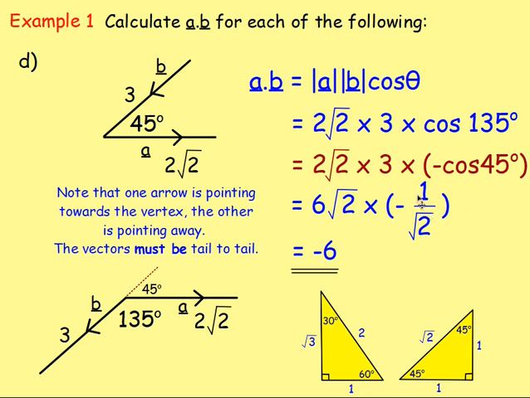With this example here, the only difference with this is that one of the arrows is pointing towards the vertex. So what you do is you slide your vector down.